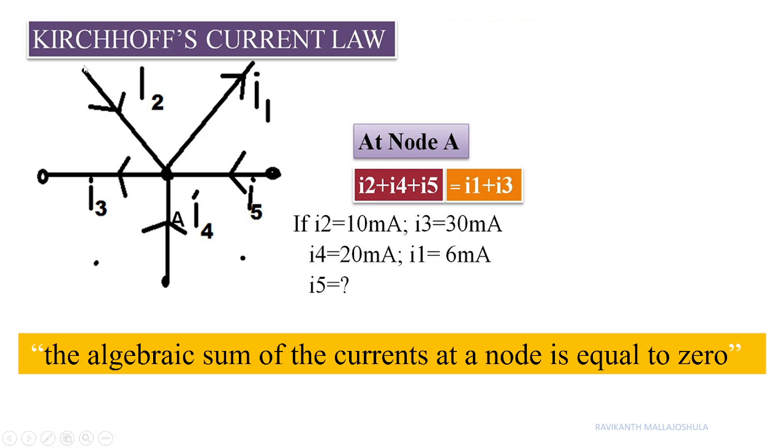Then we have Kirchhoff's current law, which is defined as the algebraic sum of the currents at a particular node is equal to 0. For example, at this particular node, point A, if you apply KCL, you can easily get the value of current which is flowing in branch 5. Please comment in the chat box whether you are able to obtain the value of current in branch 5 or not. Consider this center point as node A.